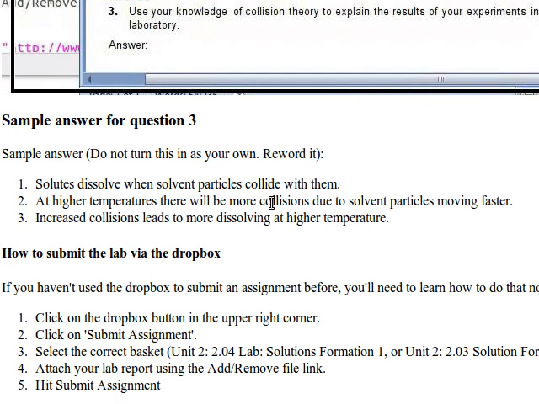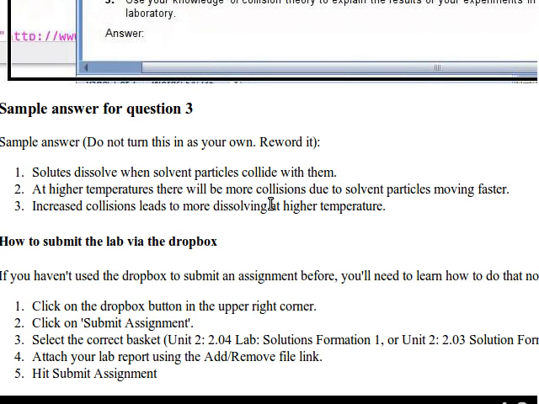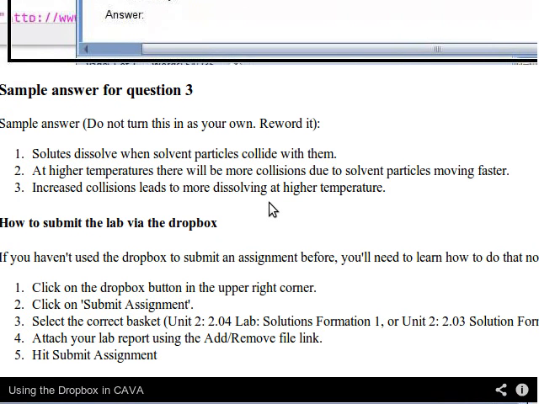Okay, first, I want you to tell me that solutes dissolve when solvent particles collide with them. It's that collision that causes the dissolving process. Second, tell me that at higher temperatures there will be more collisions due to solvent particles moving faster. Don't tell me exactly that, but tell me the same thing in different words. And third, tell me that increased collisions lead to more dissolving at higher temperature.